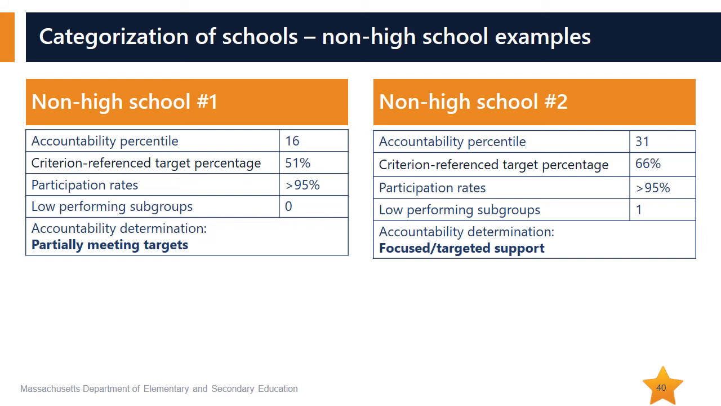In non-high school number 2, the school has an accountability percentile of 31, has a criterion-referenced target percentage of 66%, has participation rates all above 95%, and has one low-performing subgroup. As a result, this school would be classified as needing focused or targeted support. While it is not among the lowest 10% of schools, it does have a low-performing subgroup, again, determined by using the percentile calculation at the subgroup level to find schools with subgroups that are among the lowest performing 10% of groups statewide.